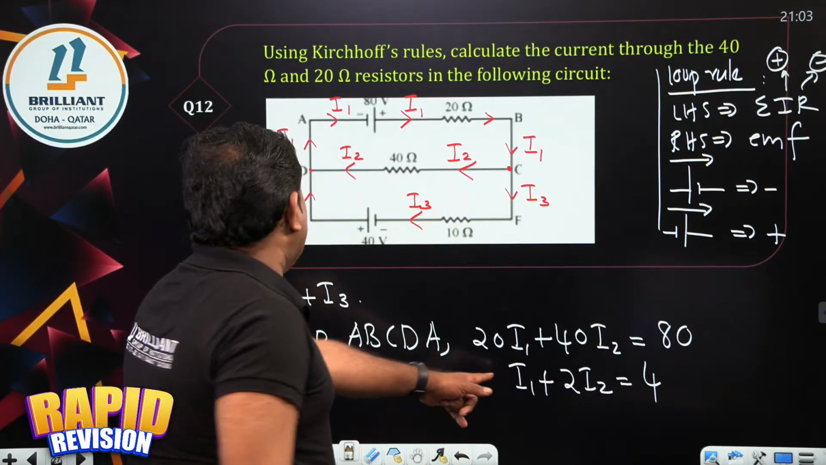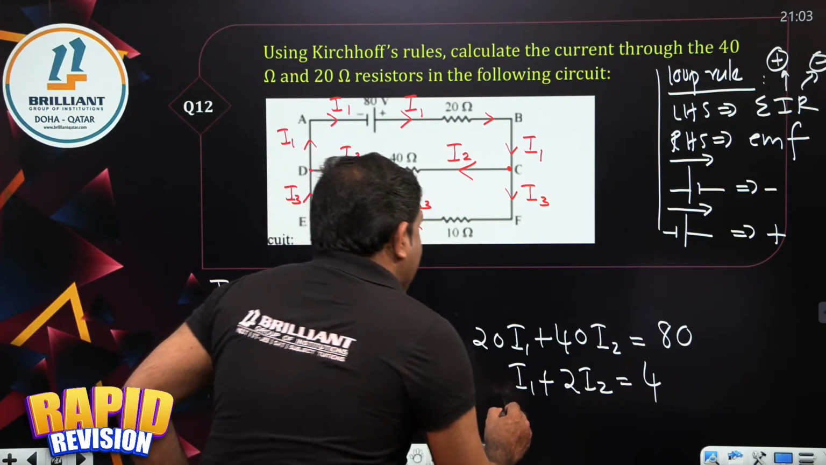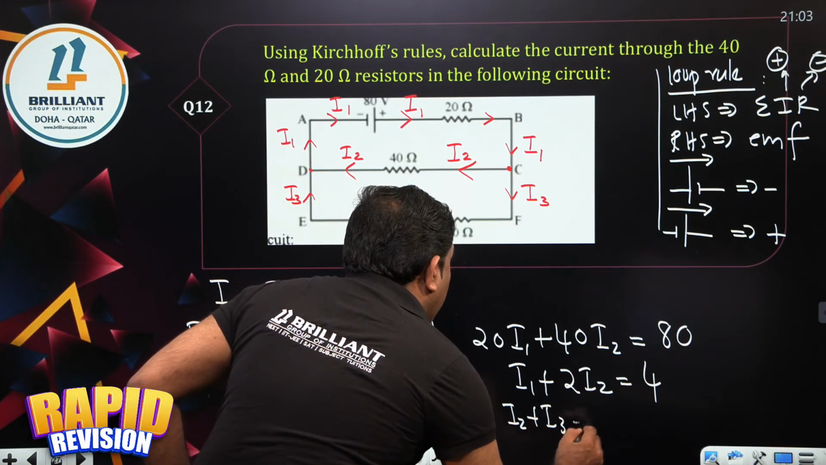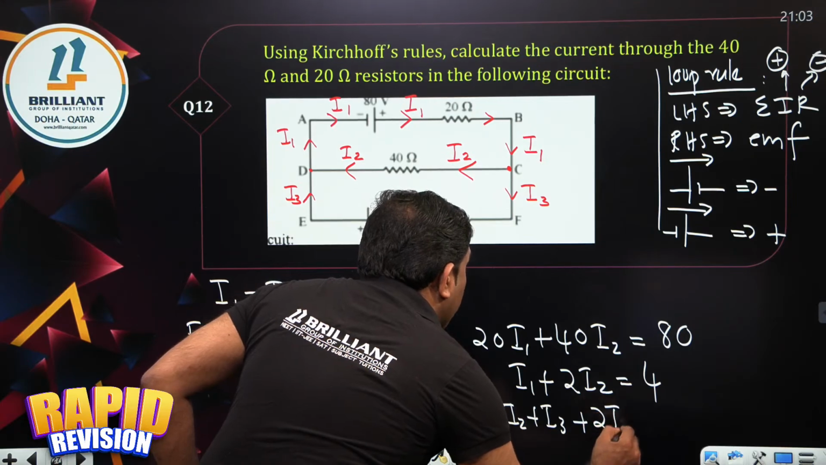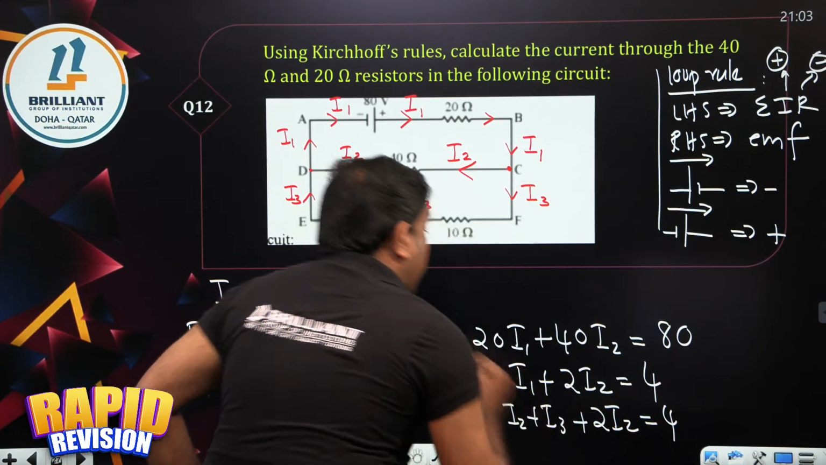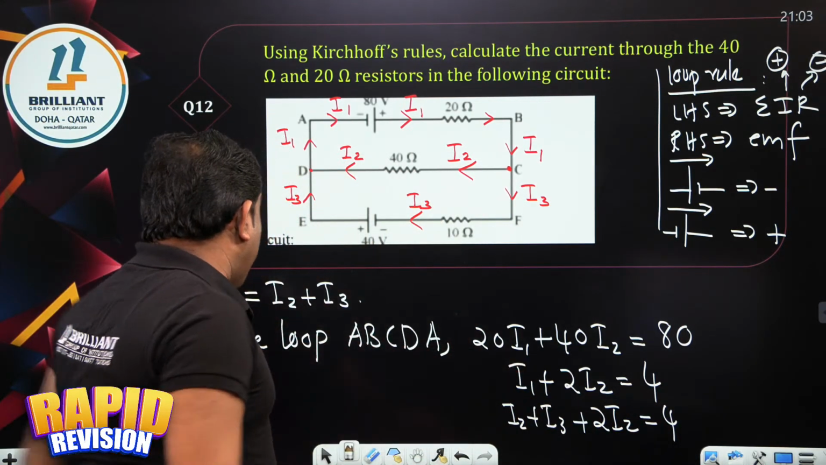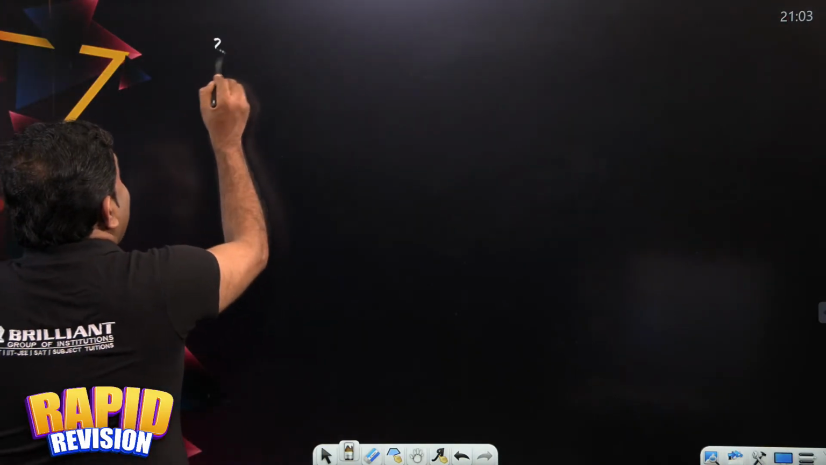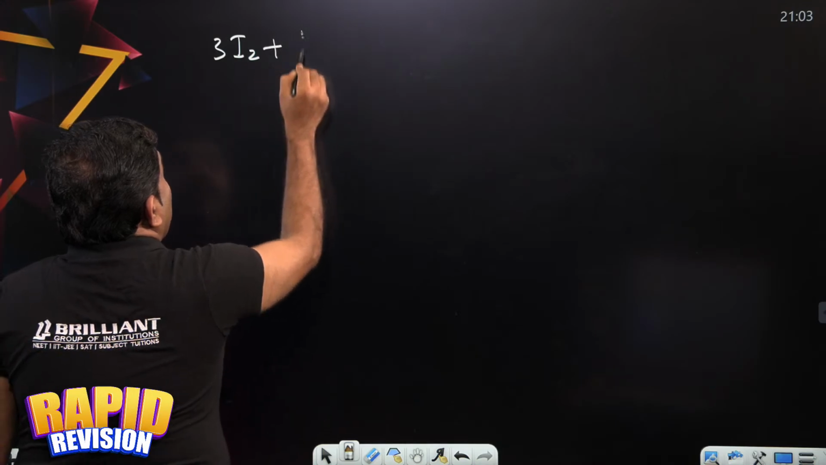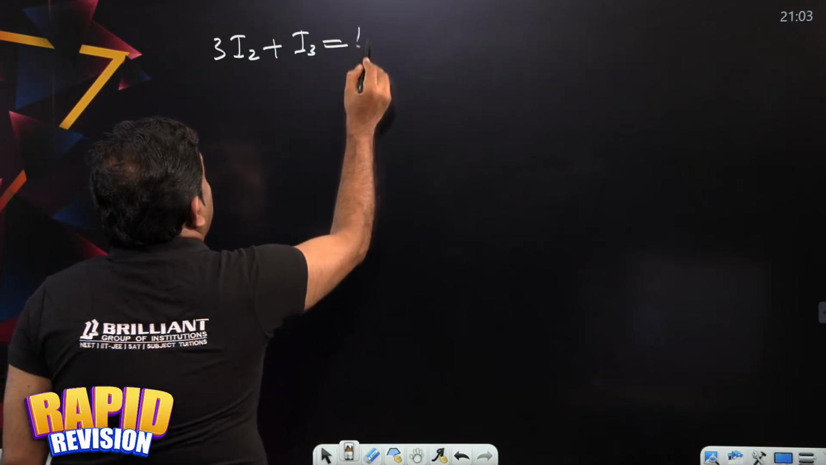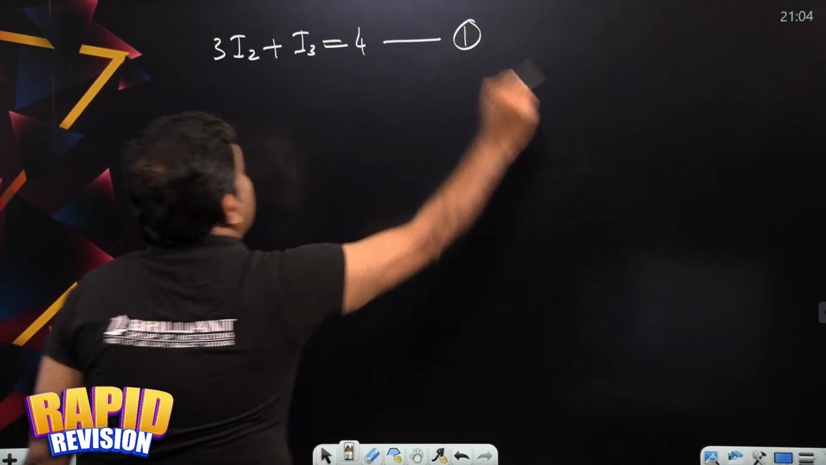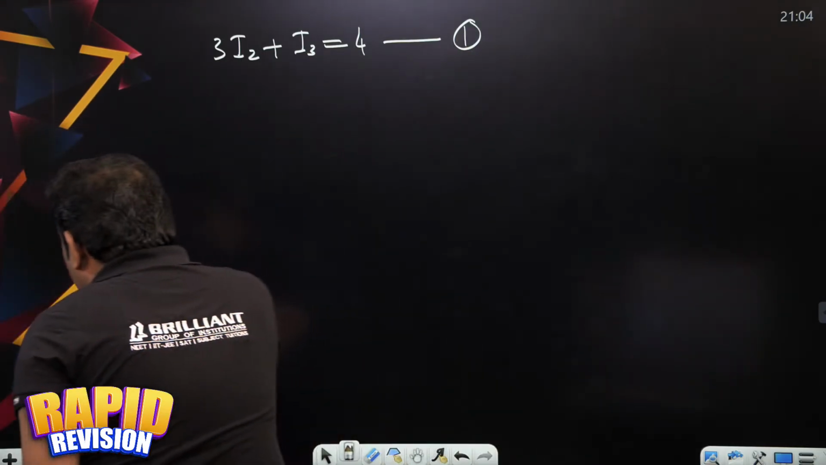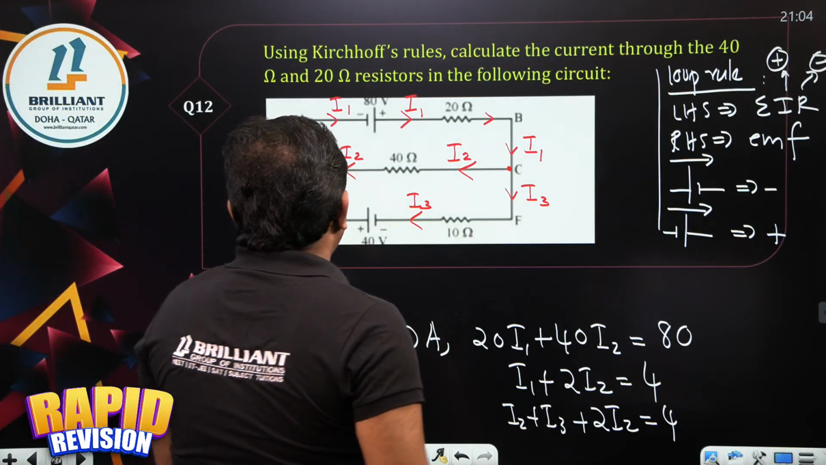Then I can replace I1 as I2 plus I3. So I2 plus I3 plus 2I2 equal to 4. Now I2 plus 2I2 is equal to 3I2. So we can say 3I2 plus I3 equal to 4. That is equation 1.